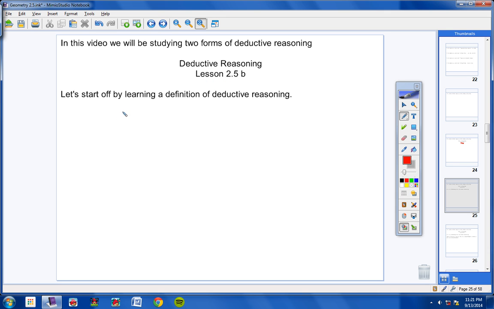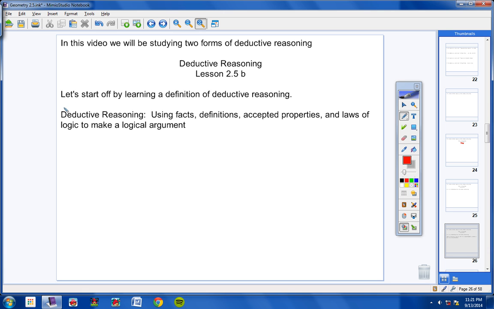Okay, moving on. Let's start off by learning a definition of deductive reasoning. Copy this definition in your notes. You're responsible for it on tests and quizzes. Here it is. Deductive reasoning is using facts, definitions, accepted properties, and laws of logic to make a logical argument. Please copy that in your notes. I'll pause just a second.